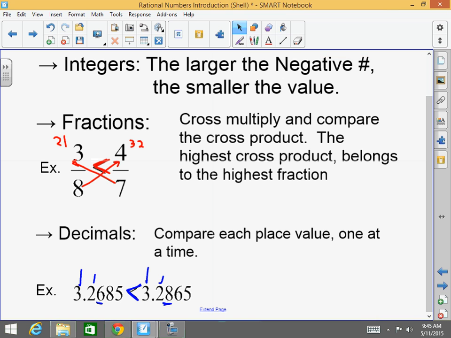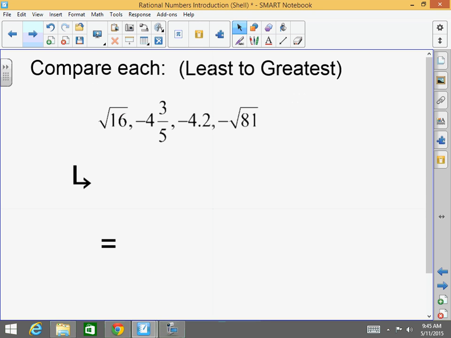Okay, guys. Last but not least, let's compare each of these from least to greatest. Here we may have to do some simplifying, guys. I'm going to want to simplify all these to values that I can easily determine which is larger and which is smaller. So let's first start with, what's the square root of 16? 4. Okay, what does negative 4 and 3/5 turn into as a decimal?